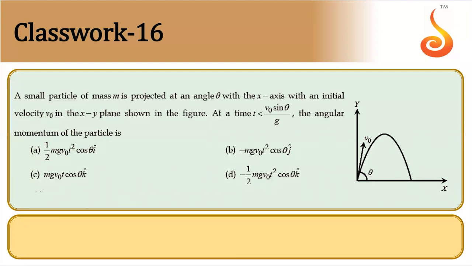See, v0 sin theta by g is the time taken to reach maximum height for a projectile. So time is less than that, so it is within maximum height. So that means it is traveling upwards.